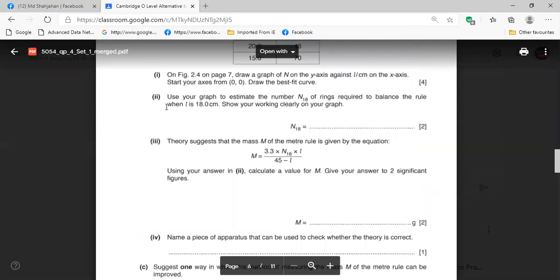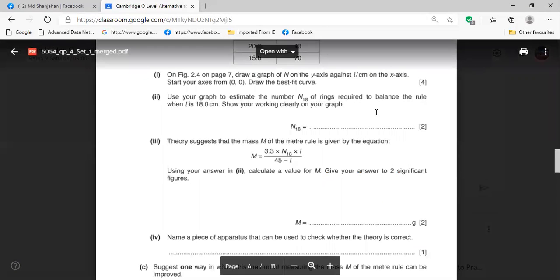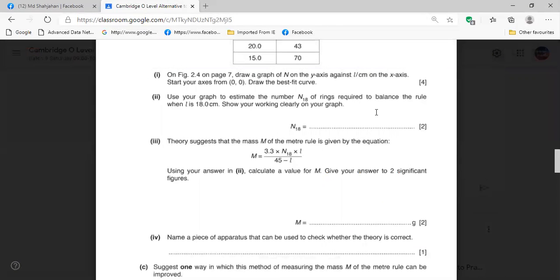Two. Can you read it, Amir? Use your graph to estimate the number n of rings required to balance the rule when L is 18. Show your workings clearly on your graph. Okay, now you get it. Get it quickly in 2 minutes.